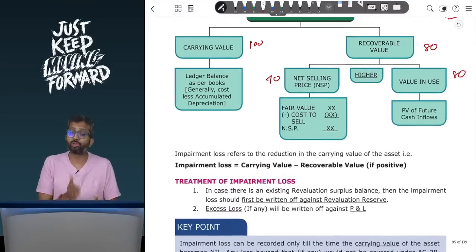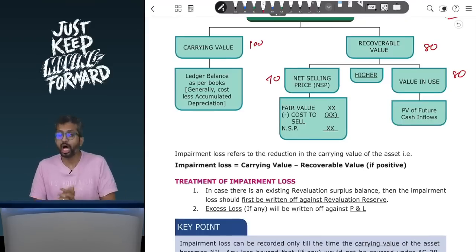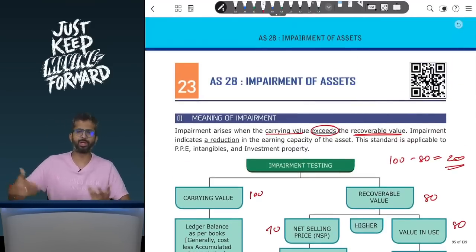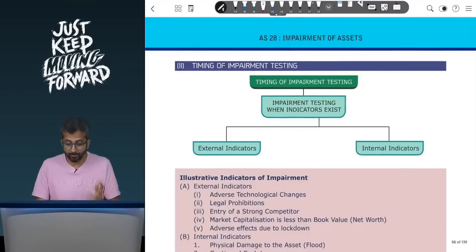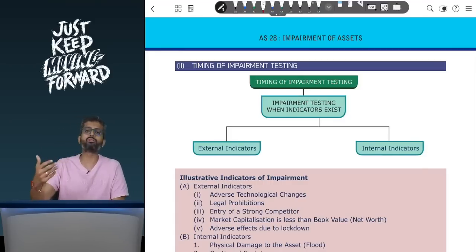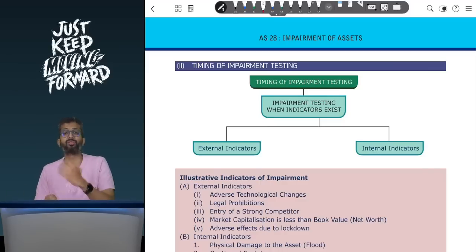However, if there was already a revaluation done, then first you will adjust against the balance of revaluation, and the excess, if any, will be taken to the P&L. Now, the problem over here is, when do you do impairment? Do you compare at every balance sheet date? The standard says no. You will do impairment only if there are indicators, which can be external or internal, like introduction of a new technology or legal ban. These are indicators that the asset will not be able to generate benefits, or continuous losses or physical damage.